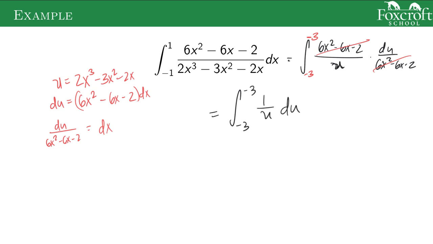We haven't learned how to do this one yet. 1 over u is the one thing we don't know how to take the antiderivative of, but we're going from -3 to -3. If we're going from -3 to -3, there's no area, there's no width, so the final answer is 0. So I guess I lied about there being all the tricks. And this one, the trick is if the bounds are the same, you always get 0.